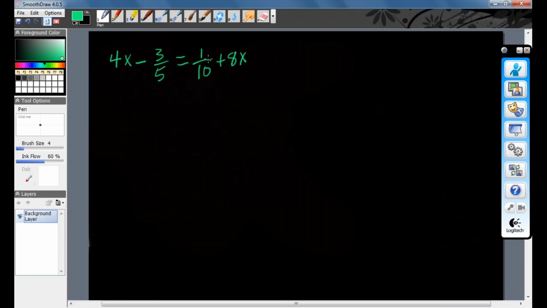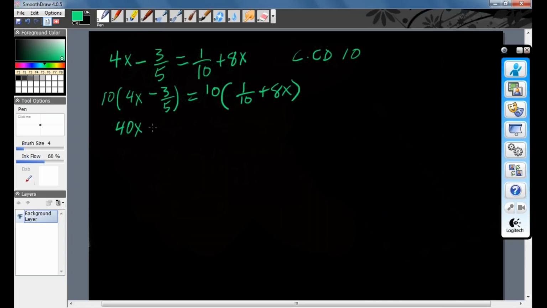Okay, here's another problem that has a fraction in it, actually two fractions. So I see a 5 and a 10. I can see my LCD would be a 10. So I'm going to take 10 times both sides of this equation, like so. Notice I use the parentheses. And now I'm going to expand.